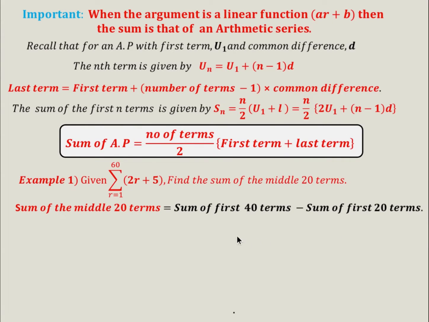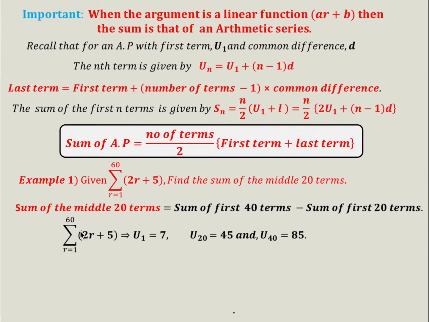Remember, if there are 60 terms, it means the sum from the first term to the 20th would be in the first 20, while the sum of the terms from the 21st to the 40th would be in the middle 20. That is why to get the sum of the middle 20, you have to first find the sum of the first 40 terms, and then you subtract the sum of the first 20 terms to have the required sum. And from the formula of the sum of the first n terms of an arithmetic series, we need the number of terms, the first term and the last term.